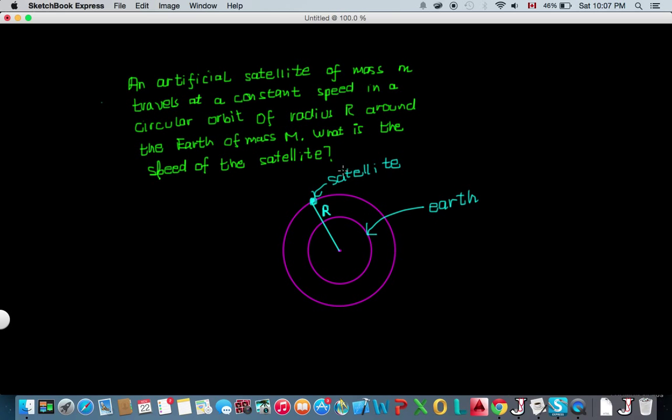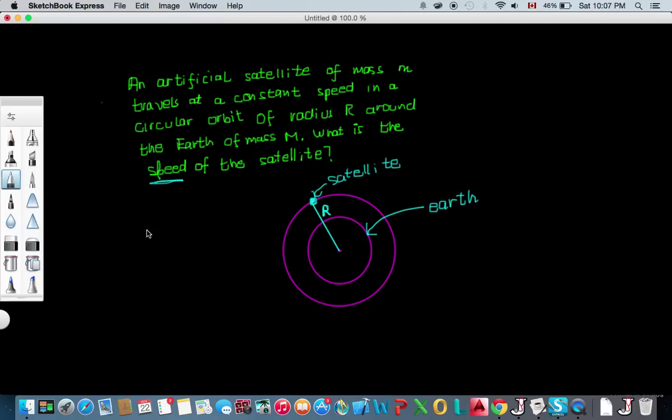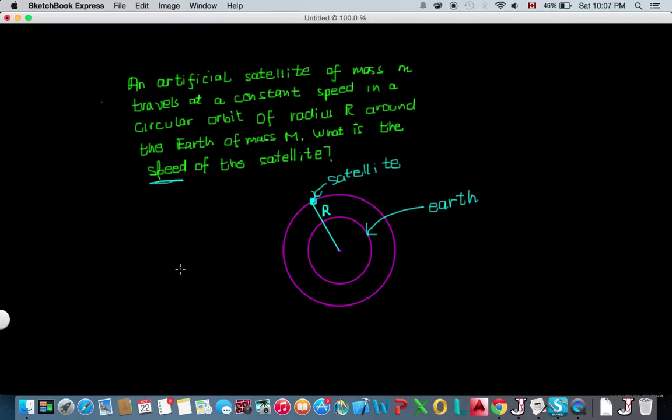So we want to determine what the speed of the satellite is, and note that they're asking for the speed and not the velocity, because velocity is constantly changing, but the speed is constant. So let's solve this problem.